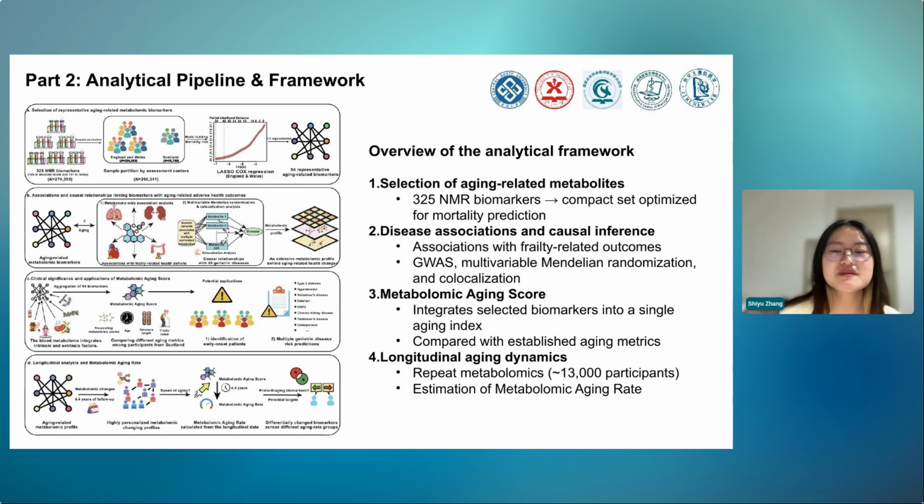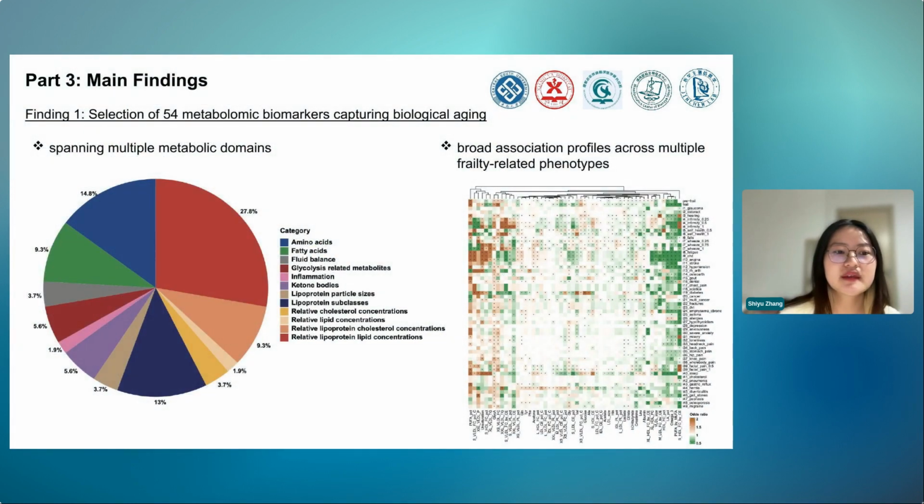And finally, using repeat metabolomic measurements from about 13,000 participants, we estimated a metabolomic aging rate to capture individual differences in the pace of biological aging. With that framework in place, now we'll move on to our main findings.